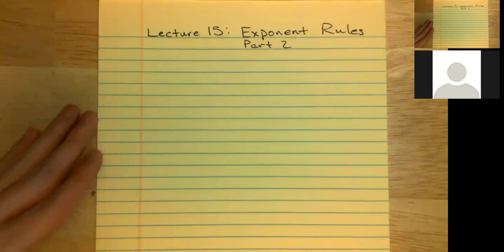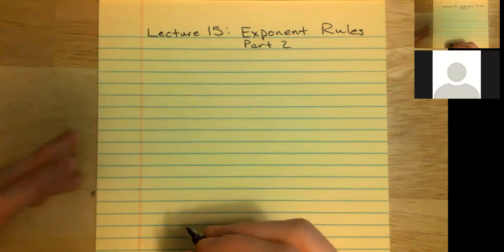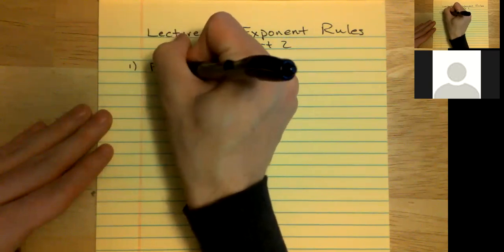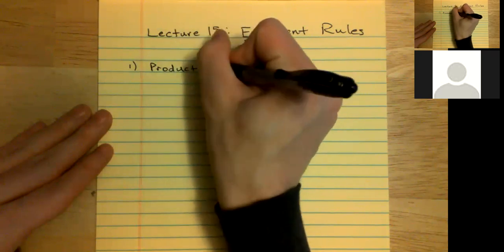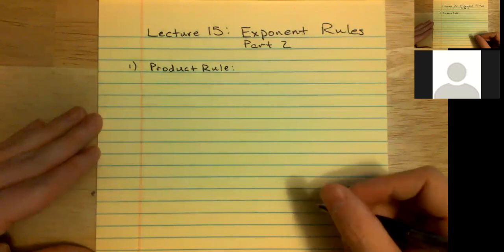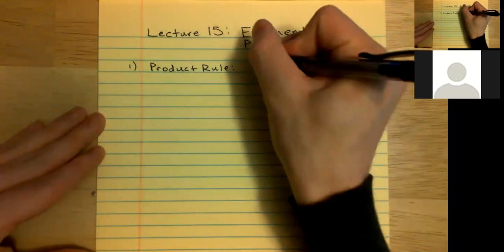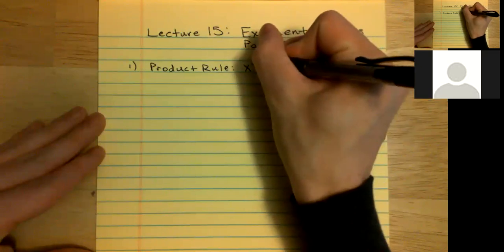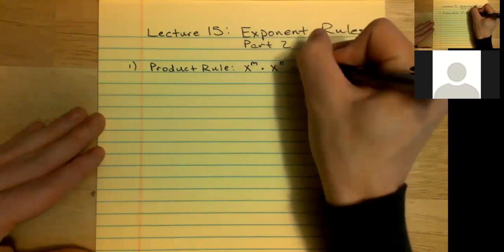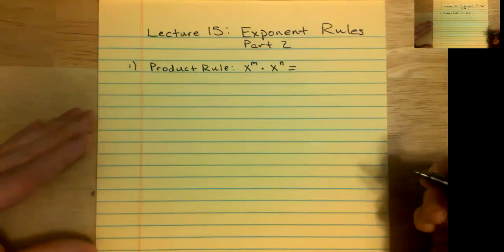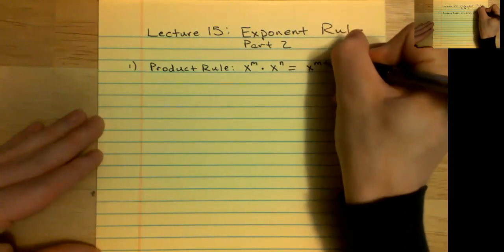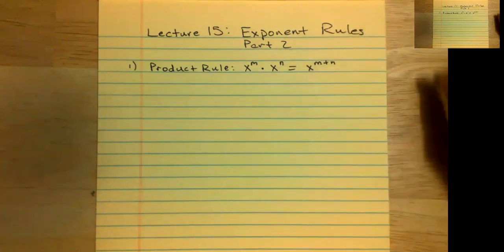So last time we learned about the 5 exponent rules. There is rule number 1. It is called the product rule. What the product rule basically states is that you have a variable x and you also have a number, let's just call it m, and we are multiplying by x to the n power. So if that happens, we're actually adding the two numbers together. So I'm going to get x to the m plus n power. So that's the product rule.